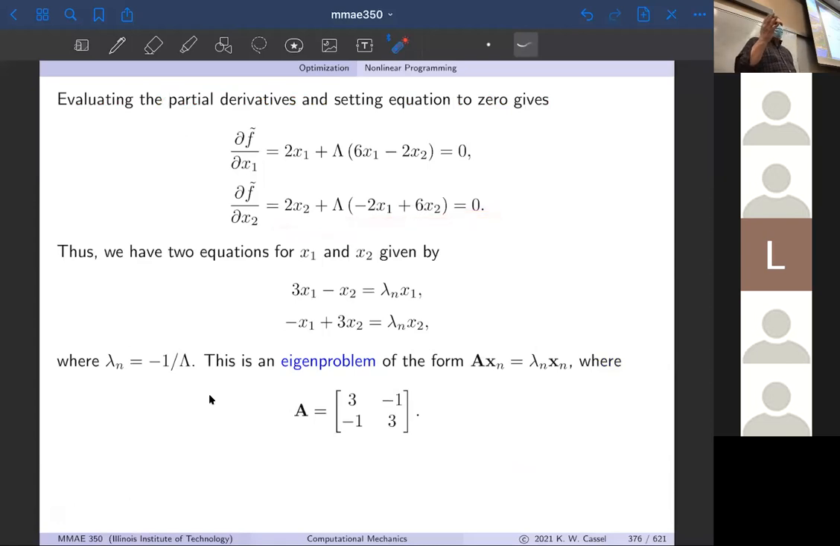Look what we have. Look at this. So if I simplify this a bit, I can factor out a 2 everywhere here. Look what I get: 3x1 minus x2 is equal to a little lambda x1. My little lambda is 1 over big lambda. Then the second equation is minus x1 plus 3x2 is equal to little lambda x2.